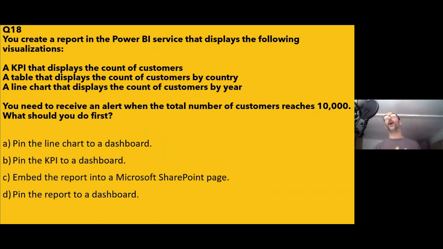Okay, so we're after alerts here. That's the key piece. I want an alert when the number of customers reaches a certain value. What should we do first? It's not the whole solution. Pin the line chart to the dashboard, pin the KPI to the dashboard, embed the report into Microsoft SharePoint, or pin the whole report to the dashboard.